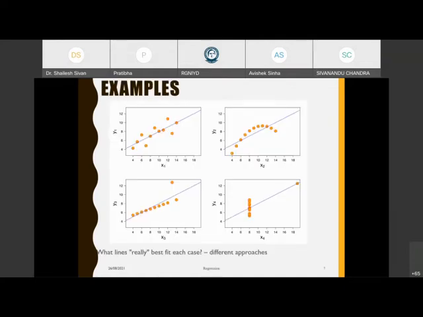Apart from linear regression, you can also see that there are different types of other distributions where linear regression won't work. In this case, the linear regression or the linear approximation is not appropriate.